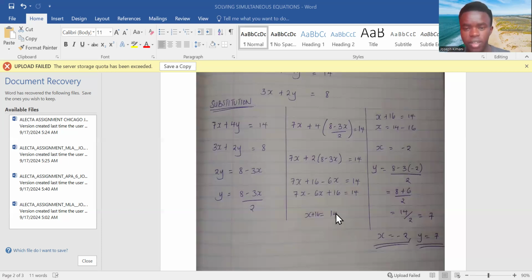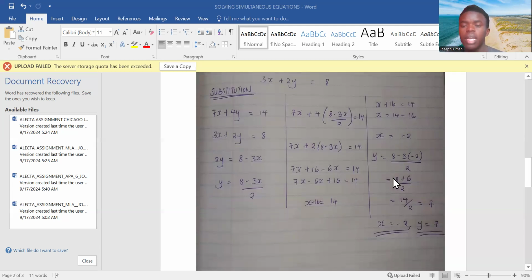Now, if I want to find the value of x, I'll just have to move this 16 to the other side. So x plus 16 is equals to 14, then x is equals to 14 minus 16. Remember the sign has changed when I move it to the other side. So x will be 14 minus 16. Solving this will give me x is equals to negative 2.